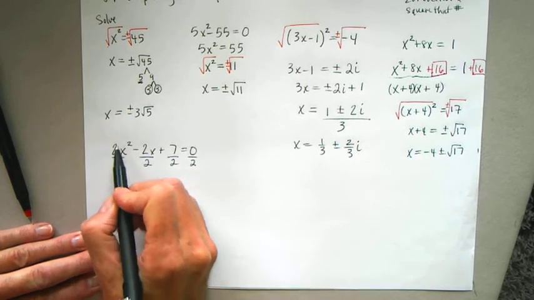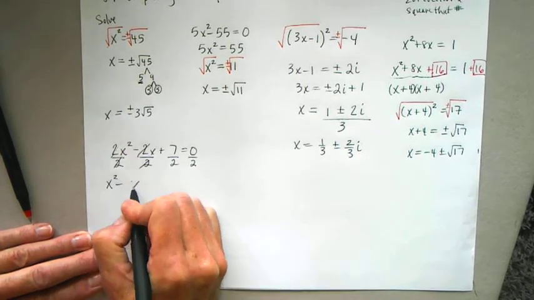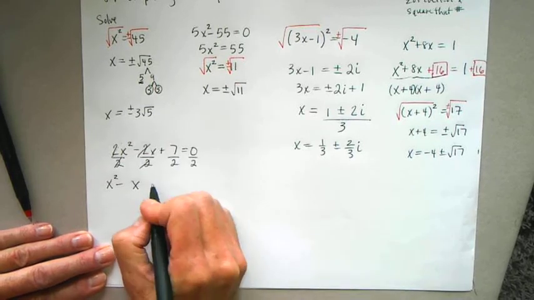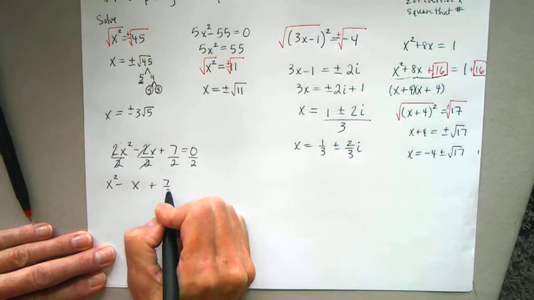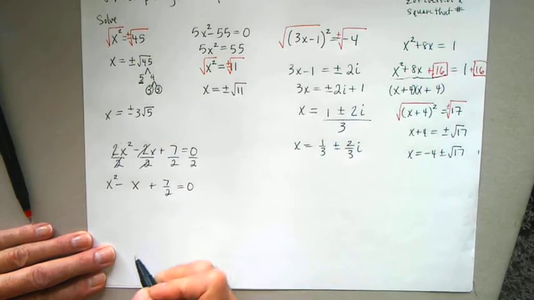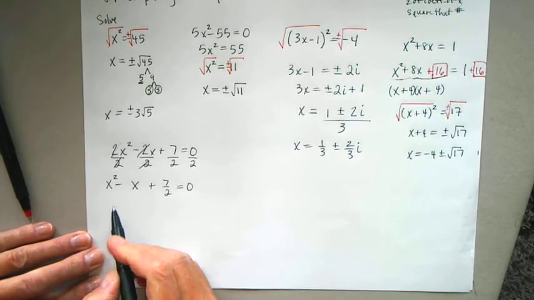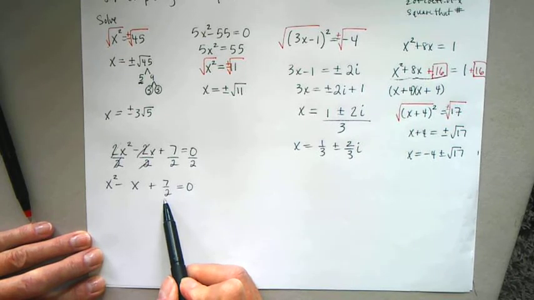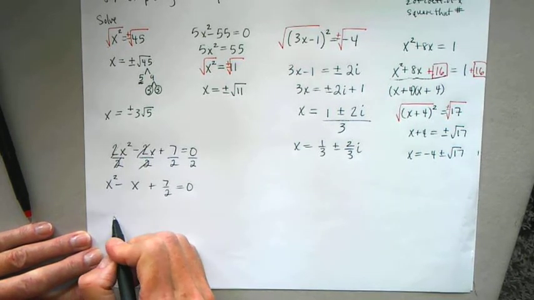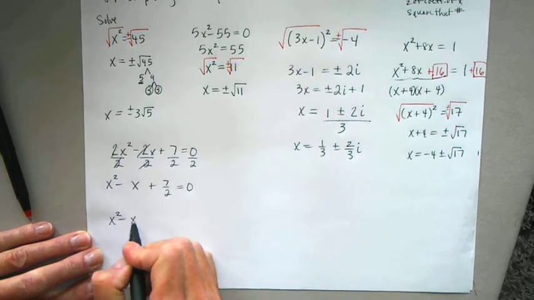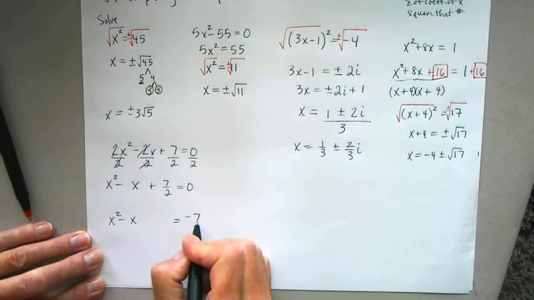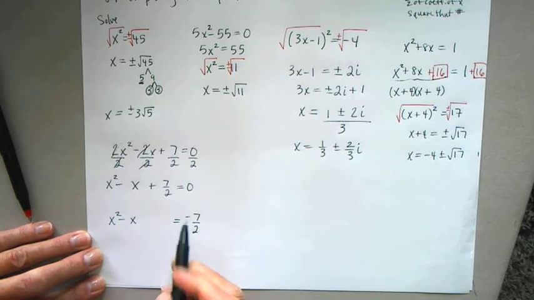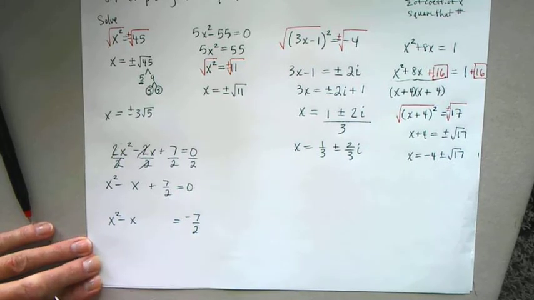So the 2's cancel there, and I just have 1x. And then right here, I have 7/2. Now, if this would factor into a perfect square like this, I would just leave that 7/2. But that's not the number I want. So I'm going to take it to the other side, and I'm going to leave a space for the number that I do want. So it becomes negative. I subtract it from both sides.